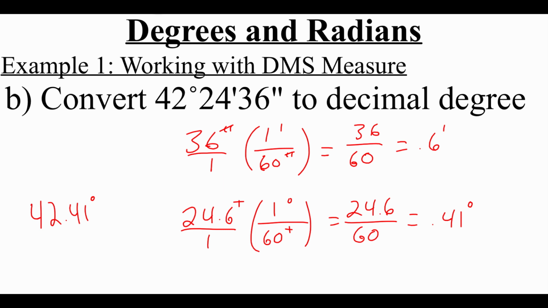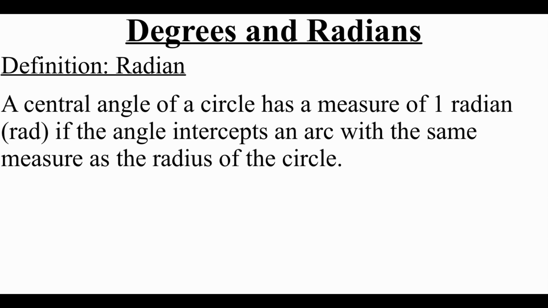Now degrees aren't the only way that we can measure angles. A lot of times, especially when we're doing trigonometric things, we see radians being used to represent our angle measures. And a central angle of a circle has a measure of 1 radian if the angle intercepts an arc with the same measure as the radius of the circle.